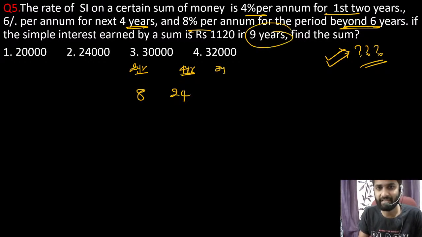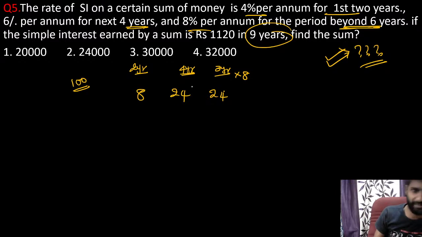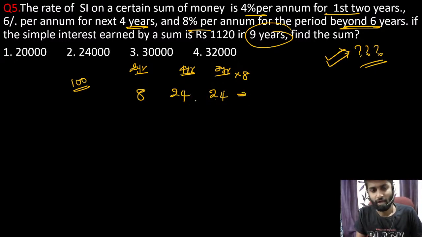9 years means we are left with 3 years. Beyond 6 years means 8 3s are 24. So this is also 24. Now see, guys, if you take 100 rupees, in the first 2 years it earns 8 rupees. For the next 4 years it earns 24 rupees. For the next 3 years it earns 24 rupees. The total value becomes 24, 24, 8, the value becomes 56. Now what is your question?